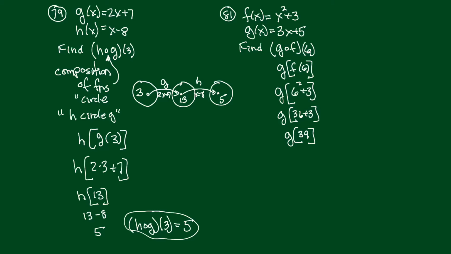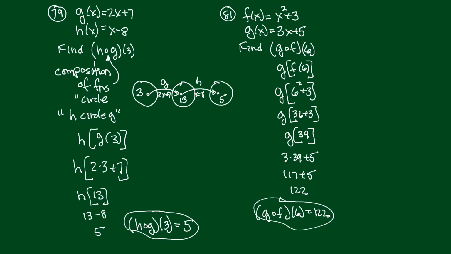But now what do you do with the 39? You're going to process that with g. Locate g way up here. You're replacing the x with 39, so replace that x with a 39. This is going to be 3 times 39 plus 5. What do I get here? I get 117 plus 5, so I get 122. So g of f of 6 takes me to 122.